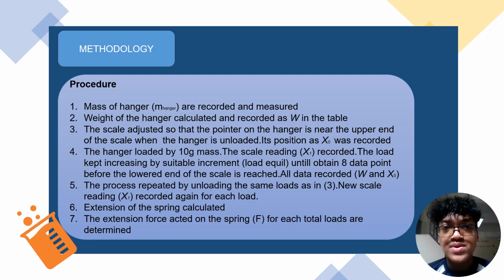For this experiment, the first procedure: the mass of the hanger is measured and recorded. Number 2, the weight of the hanger is calculated and recorded as W in the table. Number 3, the scale is adjusted so that the pointer on the hanger is near the upper end of the scale when the hanger is unloaded. Its position, X0, was recorded.